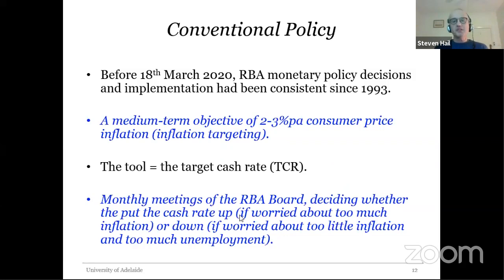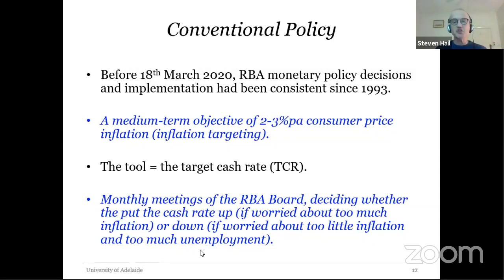Let me just remind you how things used to work. Before the 18th of March, Reserve Bank monetary policy decisions and the way in which the Reserve Bank delivered on its decisions for the target cash rate had been consistent since 1993. They're always supposed to have been looking to deliver that 2 to 3% inflation target. The tool for delivering the target was the target cash rate.